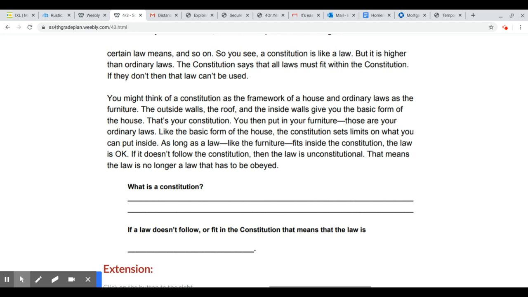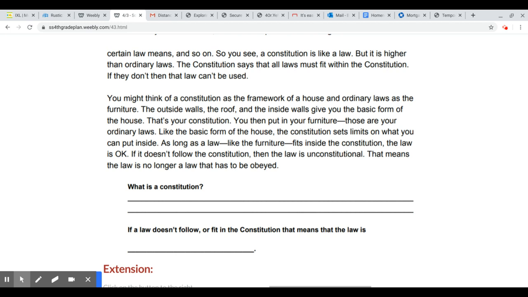So when we think about a constitution, it is going to limit the power of what a government can do. It's going to say, this is the framework that you can work within. You cannot create laws that are outside of this set of laws. So the Constitution is the highest law that tells us what we can and cannot do.